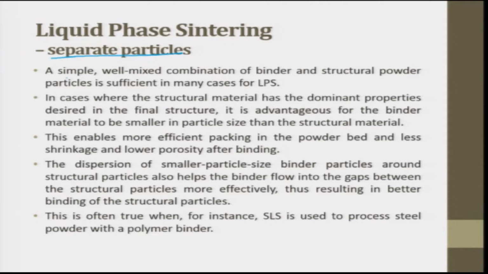Separate particles: a simple, well mixed combination of binder and structural powder particles is sufficient in many cases of LPS. In cases where the structural material has the dominant property desired in the final structure, it is advantageous for the binder material to be smaller in particle size than the structural material. That means, say, tungsten carbide is all you would like to have, but cobalt is needed as a binder. So here the toughness property is sacrificed, and you use it only for compressive load and high temperature withstanding for cutting tool application.